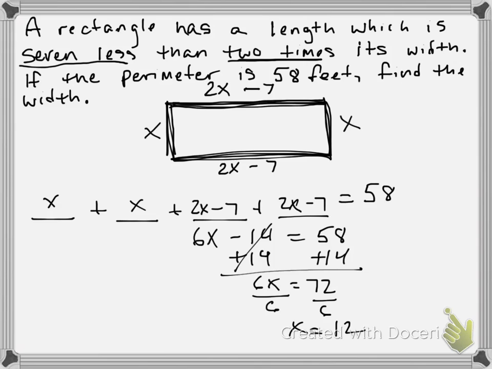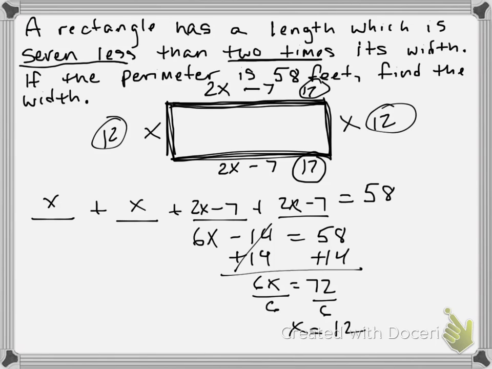Alright, now to check, I should be able to plug this back in and add my sides up. So let me see. If x is 12, then this side is going to be 12. And the opposite side will also be 12. What about this 2x minus 7? Well, 2 x's, that's 2 12s. Well, that's 24. 24 minus 7 is 17. Alright, so I've got 17 here.